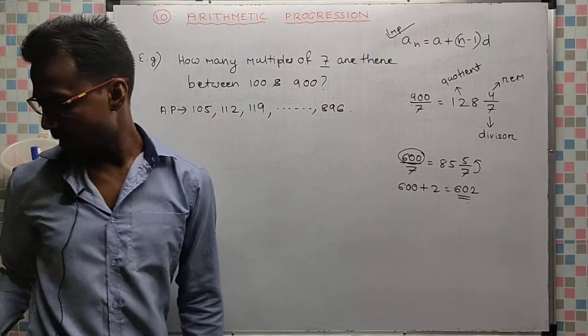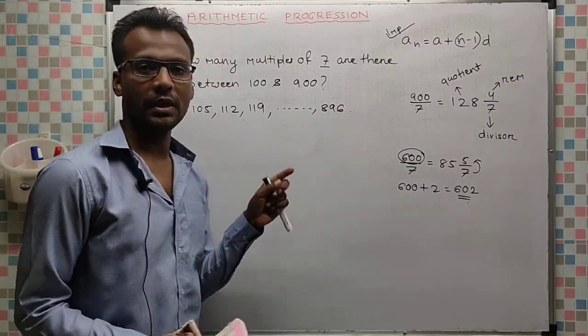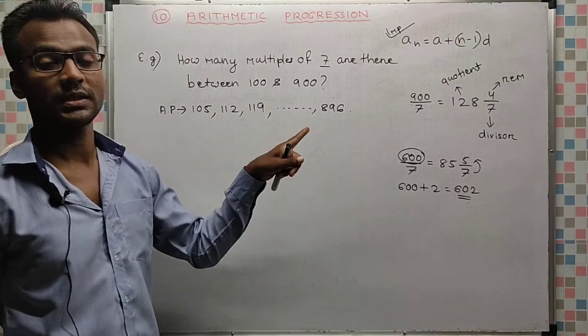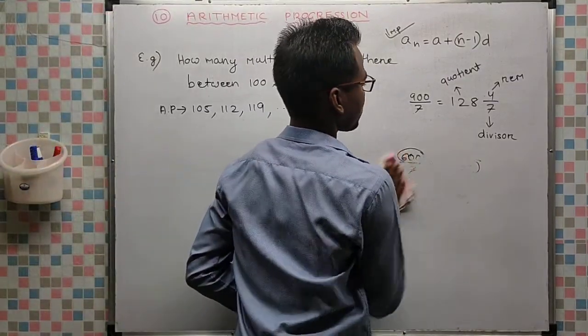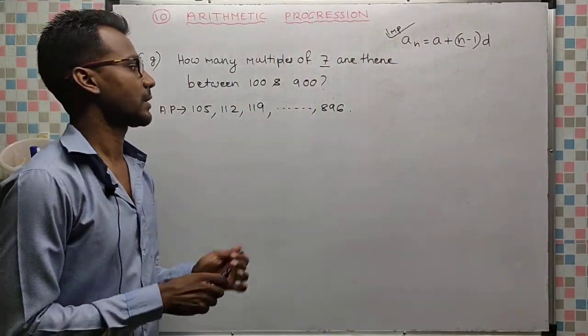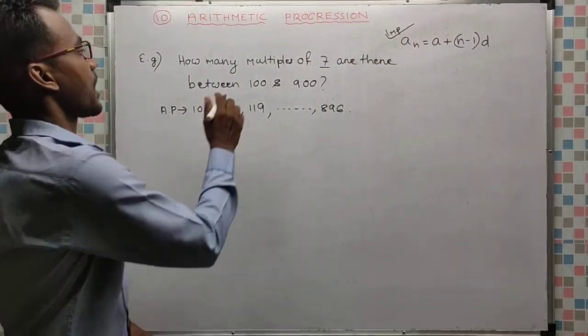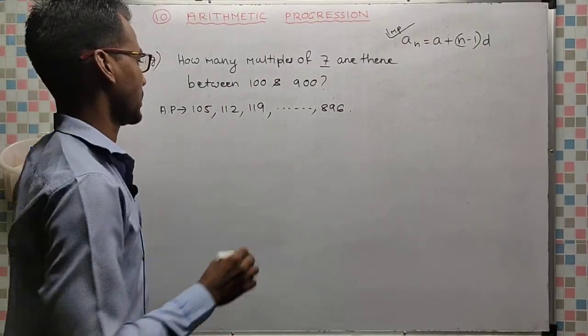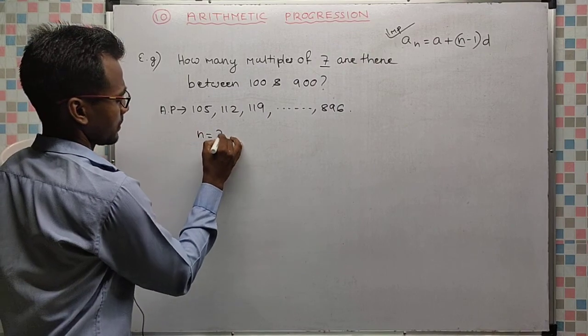Okay, so successfully we have got the AP. Now, what type of AP is it? Finite or infinite? See, that is the last term, so definitely this is a finite AP. We have been asked to find how many multiples, which means we have been asked to find how many terms there are in this AP.